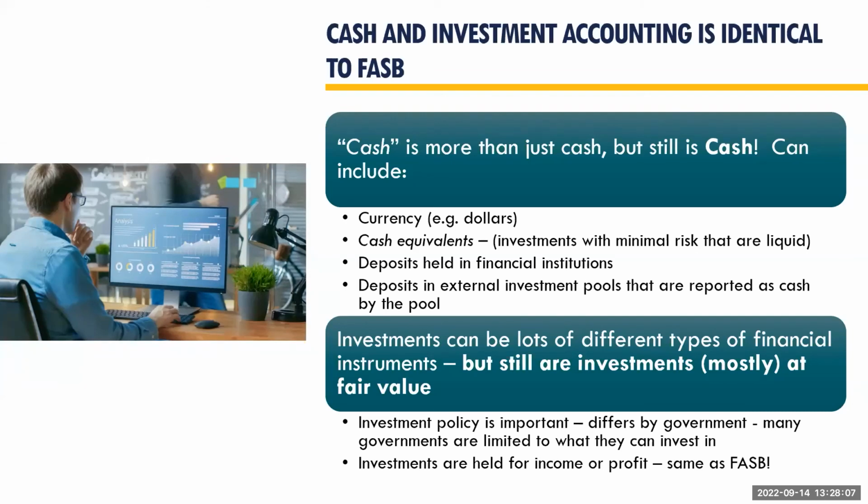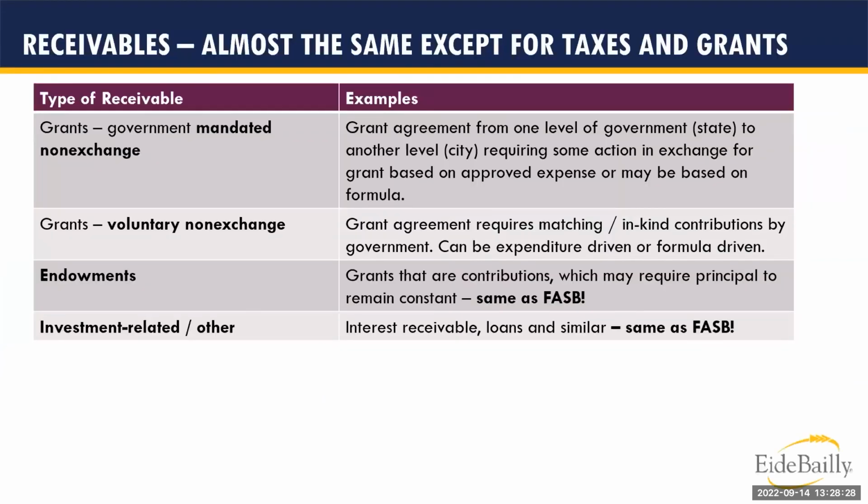Most governments say anything that matures in less than 30 to 90 days, it's a cash equivalent because there's really minimal risk. Now, of course, that could be different these days because of inflation. But for the most part, anything that matures in less than 30 to 90 days, it's really a cash equivalent.